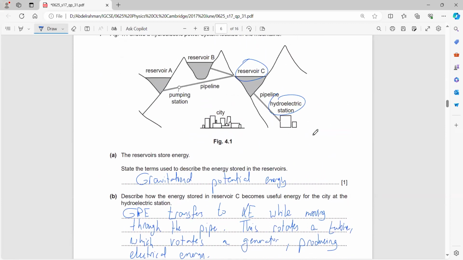Again, A will use a pump. You will use electrical energy to move the water from A to C. It will not flow normally. You need to use energy to produce energy again, which is counterintuitive. If I use the pump to pump the water from A to C, I'm using energy, so I'm wasting a lot of energy. But B will flow on its own. You don't need to use a pump from B to C. You can just open the pipe and the water will flow.